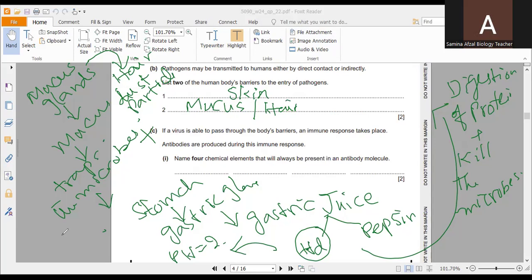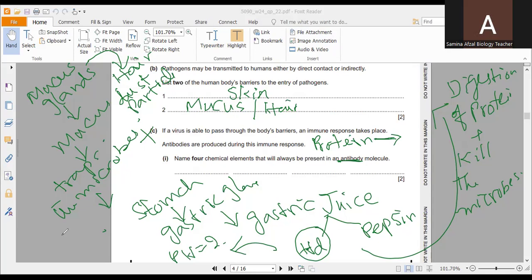Next question is, if a virus is able to pass through the body's barriers and an immune response takes place, antibodies are produced during the immune response. Name 4 chemical elements that will always be present in an antibody molecule. Antibodies are protein in nature. Already, you can say that these antibodies are protein in nature.